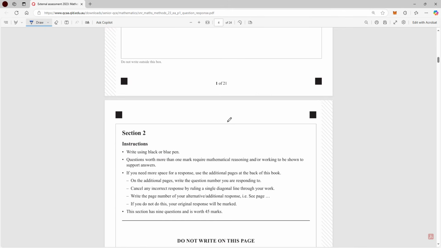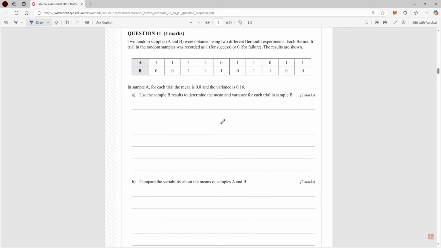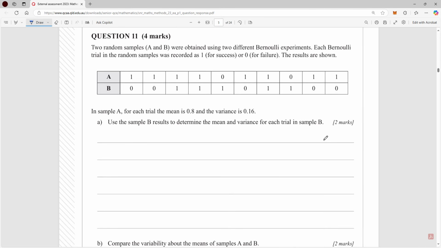So, for your multiple choice here, question 11. Two random samples, A and B, were obtained using two different Bernoulli experiments. Each Bernoulli trial in the random samples was recorded 1 for success or 0 for failure. The results are shown. In sample A, for each trial, the mean is 0.8 and the variance is 0.16. Using sample B's results, determine the mean and the variance for each trial in sample B.